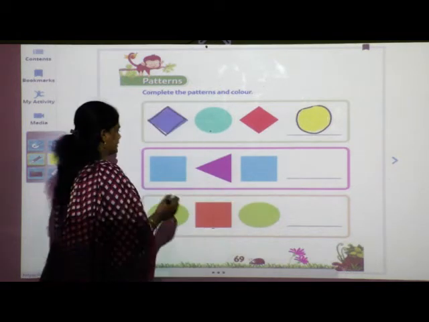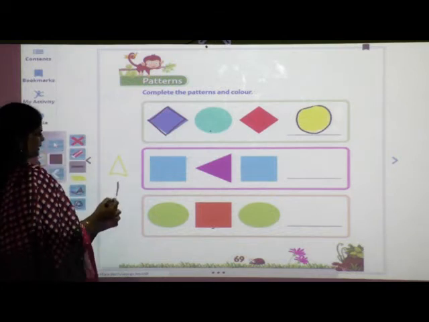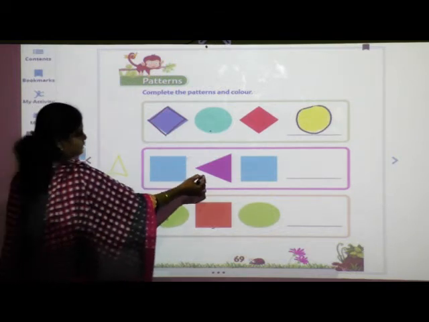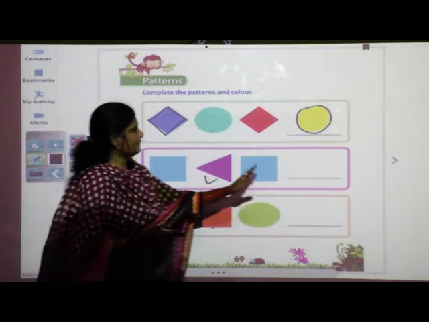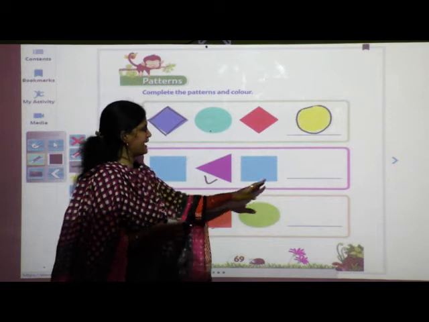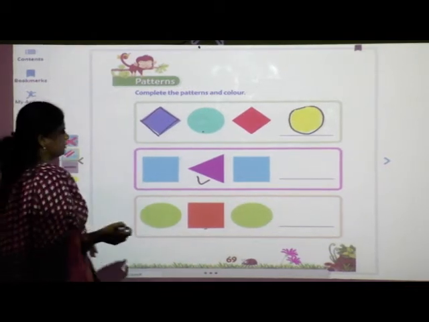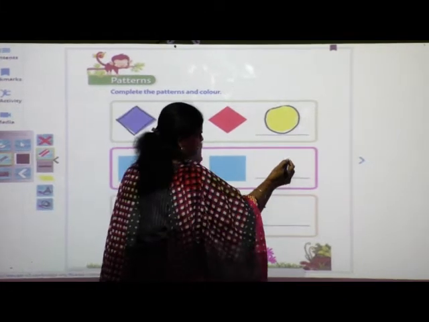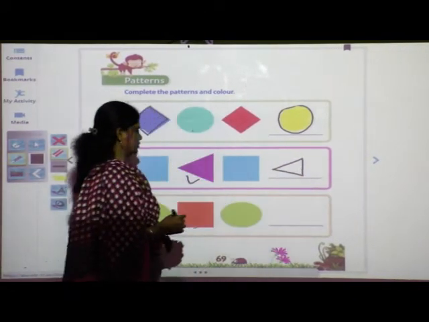You can't draw the triangle in this way. You have to draw the triangle in this way only, not in this way, because to complete the pattern it must be the same. So like this we have to draw this triangle. Okay, and we have to color that.